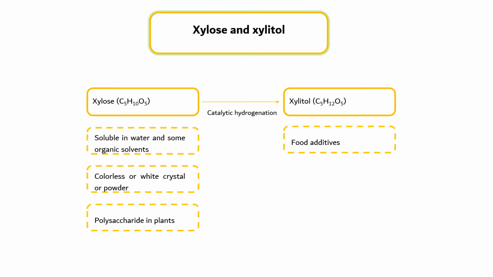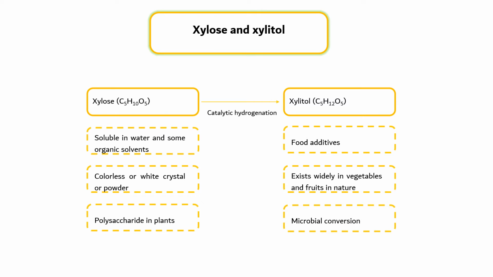Xylitol is widely used for food additive due to its outstanding features like anti-caries properties and because it can be used by diabetics. Xylitol is a type of sugar alcohol that exists widely in vegetables and fruits in nature. Main technology for xylitol production is microbial conversion, in which microorganisms convert xylose into xylitol by xylose reductase within the microbial cells.